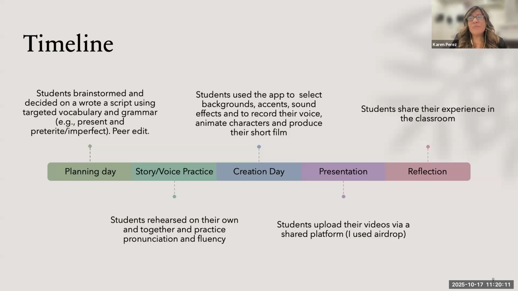Now, the timeline for the project. Students first had to get together, brainstorm their ideas, and then come up with the script using some of the vocabulary and the grammar. They already had half of the portfolio done. So they just shared their portfolio and decided on which one to create. Then the next step was to rehearse their own scripts or their ideas, put it together, and practice the pronunciation.